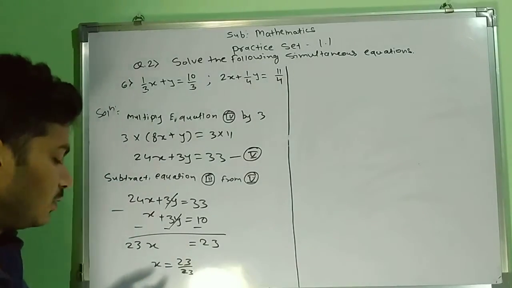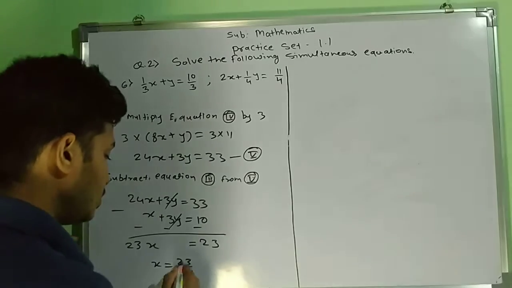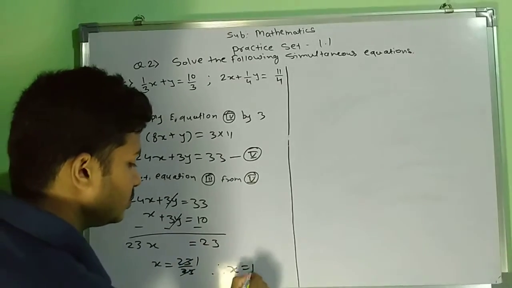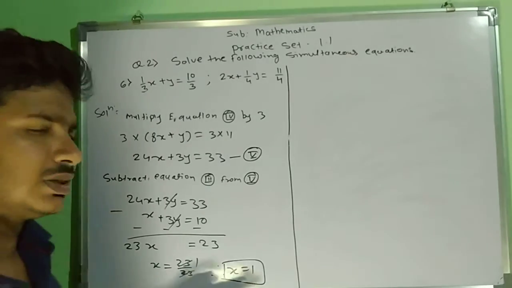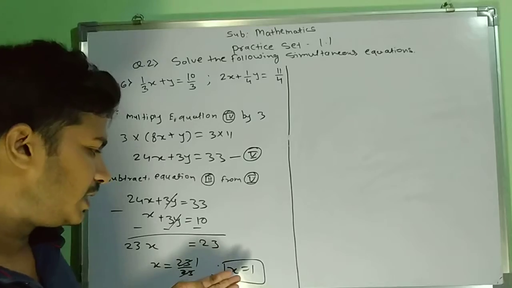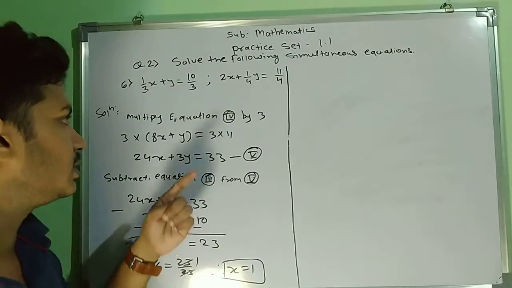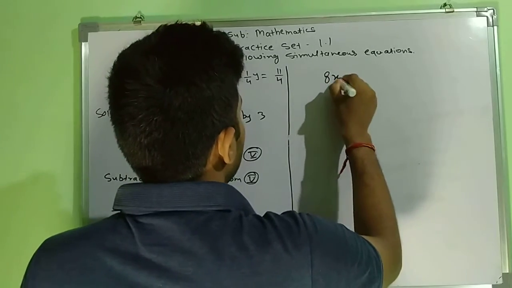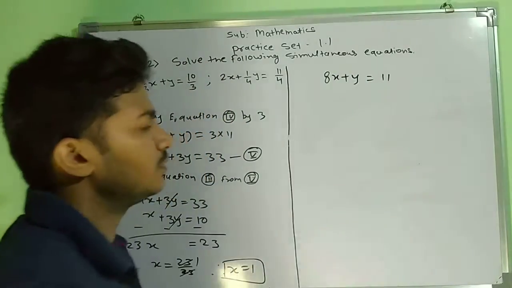So 23 upon 23 will be 1. So we got x is equal to 1. Now that we have the value of x as 1, we can substitute it in any one of the equations. So we are going to substitute the value of x in equation number 4. Our equation number 4 was 8x plus y is equal to 11.